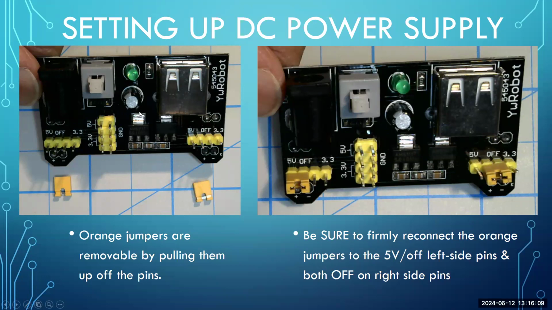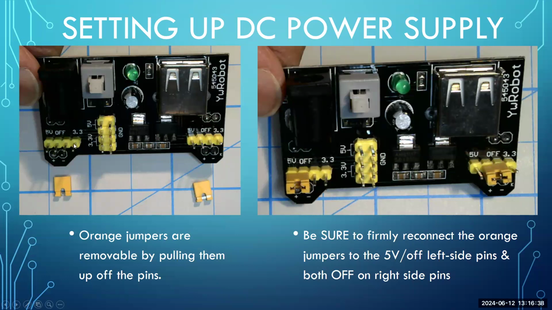It is a regulated DC power supply, which means it'll supply a very stable amount of voltage and current to your electronic projects. Now, this has to be set up very carefully. The illustration on the left shows these jumper pins removed off of the pins on this left side and the jumper removed off of the pins on the right side. We have to set this up properly for our use.